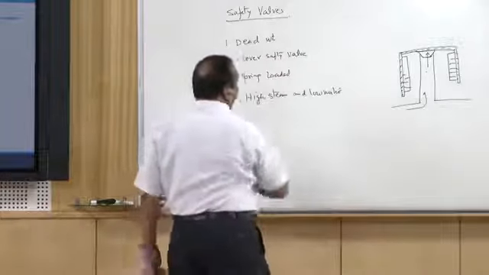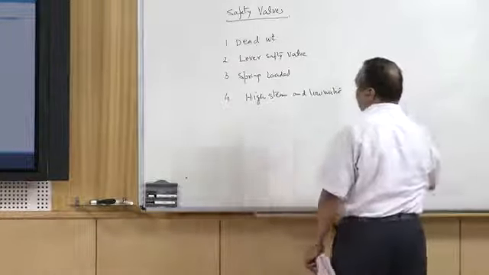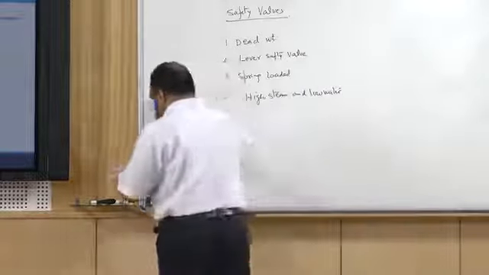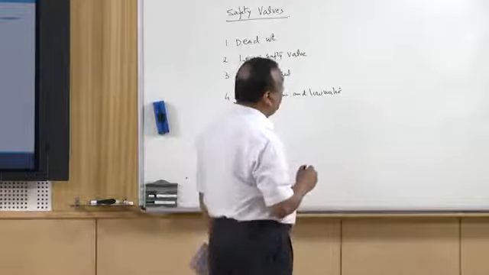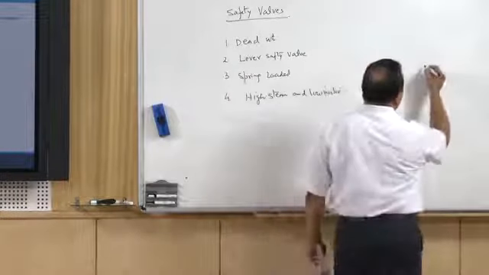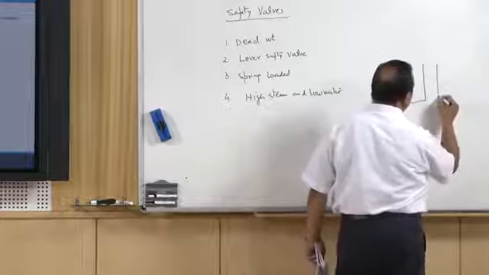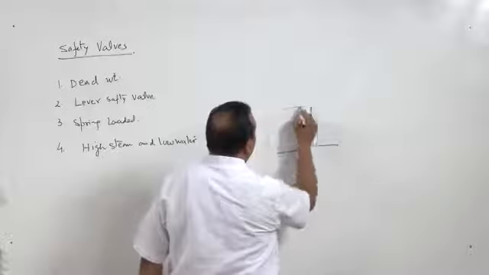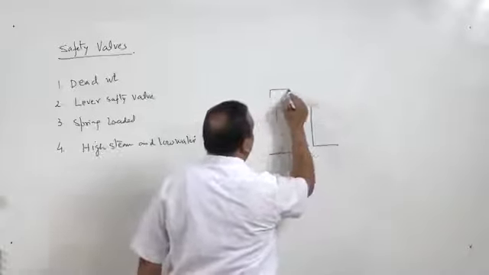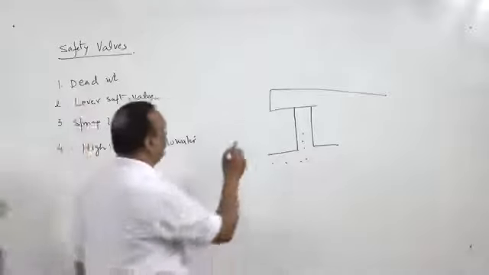Now, the other valve is the lever safety valve. The lever safety valve is almost like a dead weight safety valve. In this valve, suppose there is a passage again, and this side is filled with the steam. It has a lever, that is why it is called a lever safety valve.